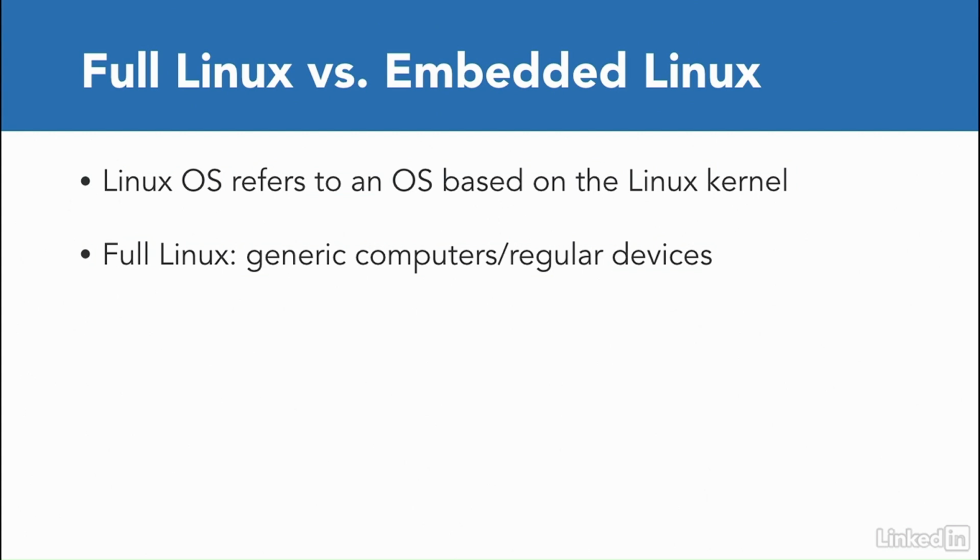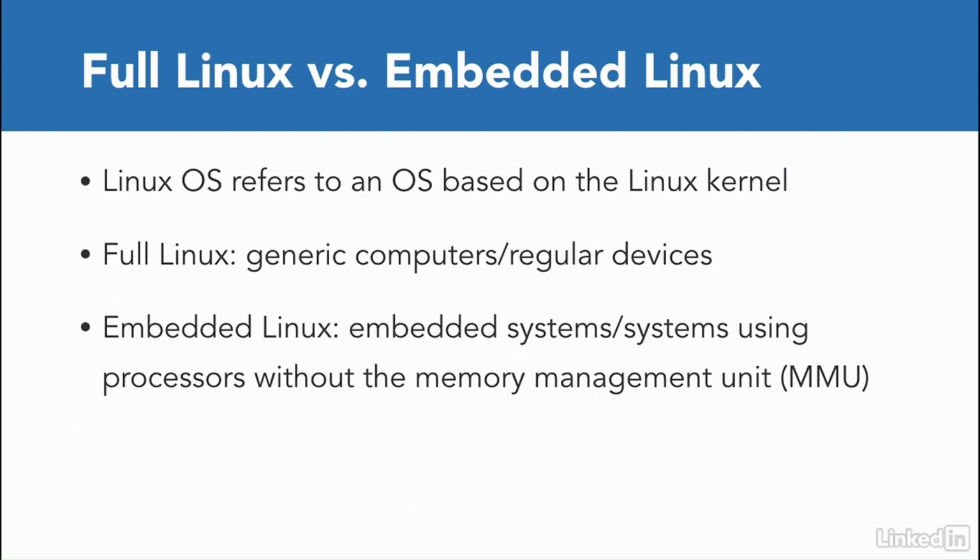The other class of Linux OSs is generally called embedded Linux. It is used in cases where the devices have low-cost hardware and require optimized performance. Embedded Linux is used for the embedded systems with custom features less than those of full Linux, or with those using processors without memory management unit called MMU, while the full Linux is used for the processors having the MMU.